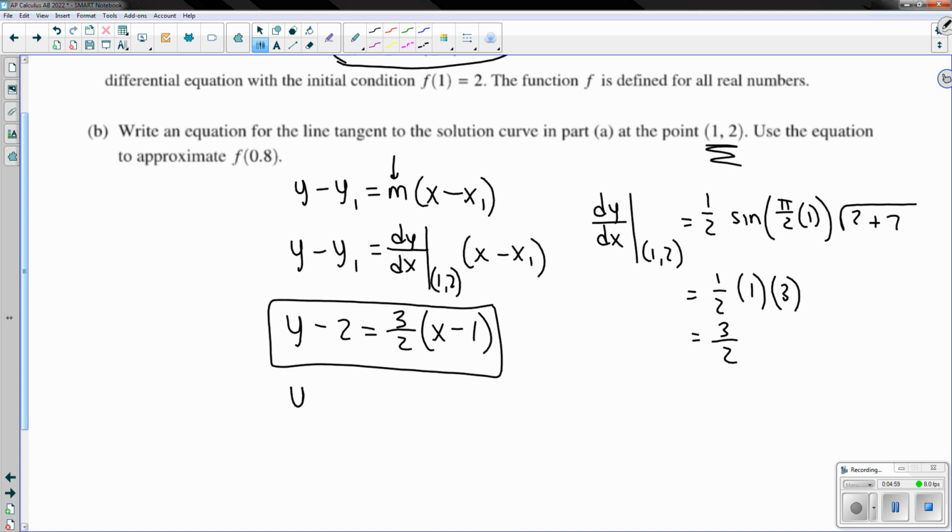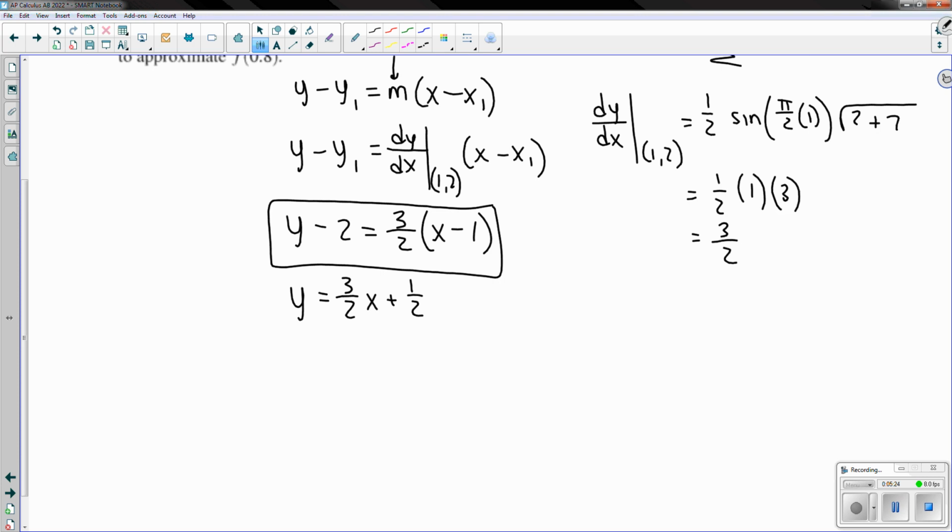So I'm just going to solve this equation for y and reorder some stuff. So we're going to have 3/2 x minus 3/2 plus 2. When I distribute that 3/2 and move the 2 to the other side, then if I add these constant terms, we're going to get 1/2. So now I've reformatted this so it's in slope-intercept form. Our goal is to approximate. So f of 0.8 is approximately 3/2 times 0.8 plus 1/2.